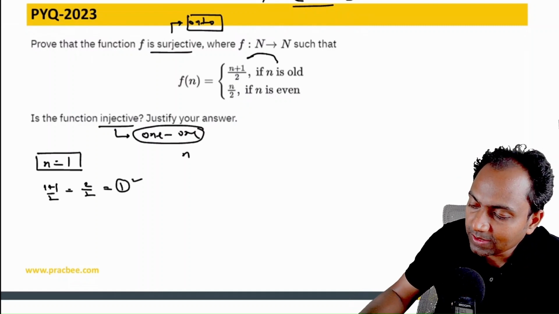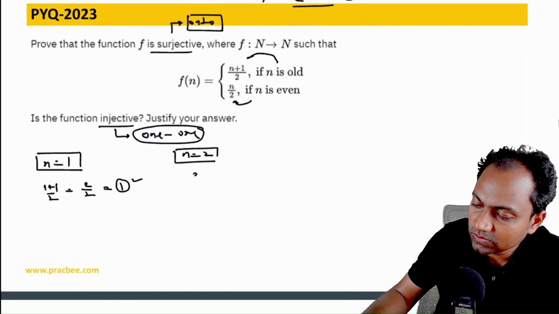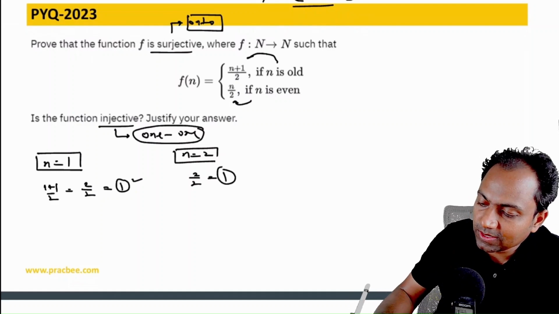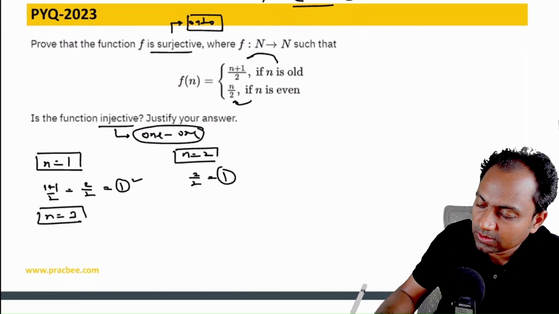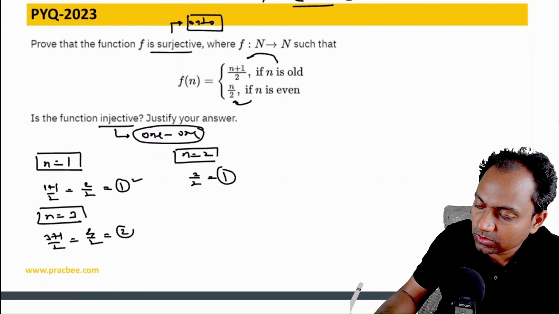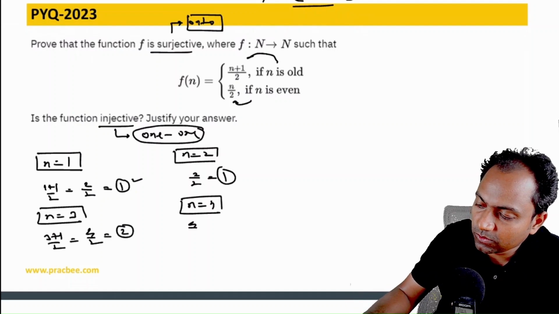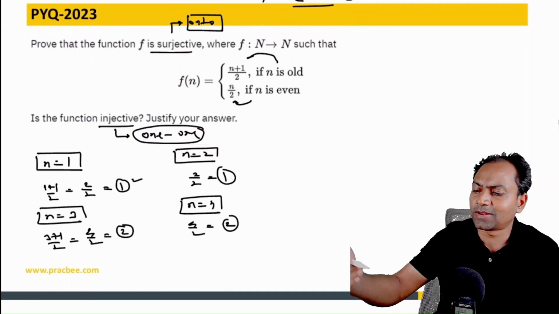But if I put the value of n as even, like 2, then this will go in the second part of the function. So this will become 2 by 2, equal to 1. Now let us observe what is happening. Now again, if I put n equal to 3, it is 3 plus 1 by 2, which is nothing but 4 by 2. It comes out to be 2. And if I put n equal to 4, it is nothing but again 4 by 2. Again, you can see that similar values are getting repeated.